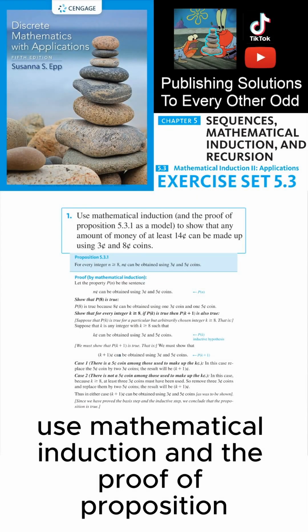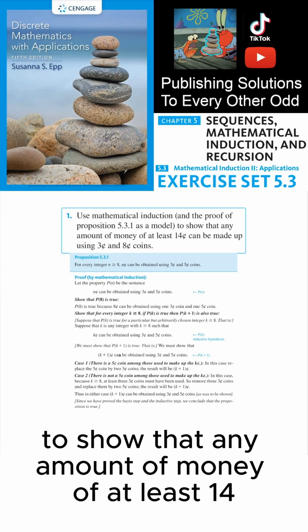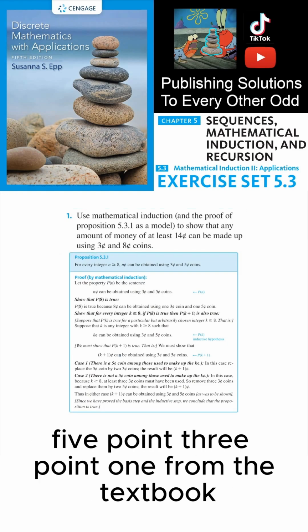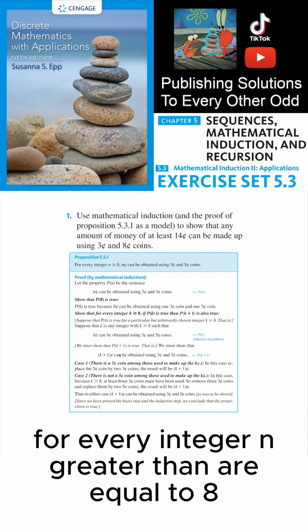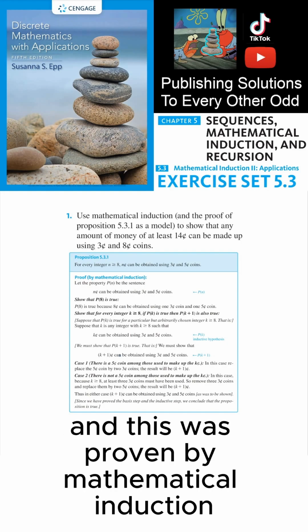Use mathematical induction and the proof of proposition 5.3.1 as a model to show that any amount of money of at least 14 cents can be made up using 3-cent and 8-cent coins. So here's proposition 5.3.1 from the textbook. For every integer n greater than or equal to 8, n cents can be obtained using 3 cents and 5 cents. And this was proven by mathematical induction.